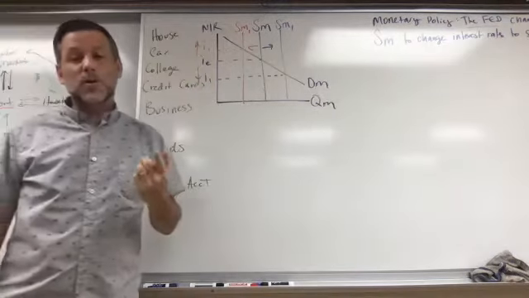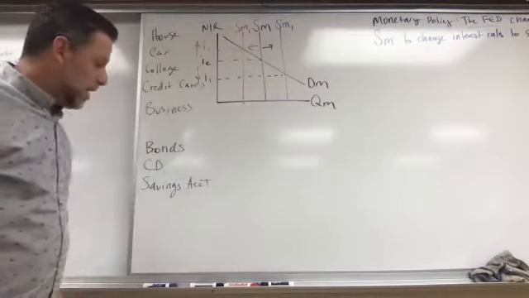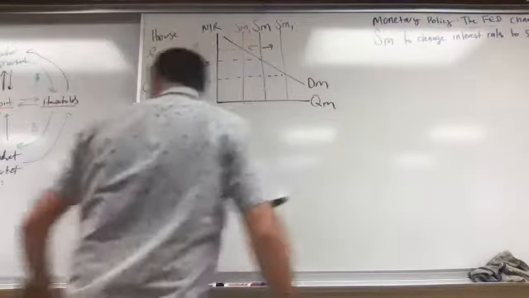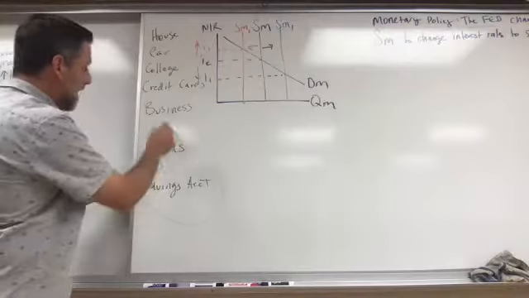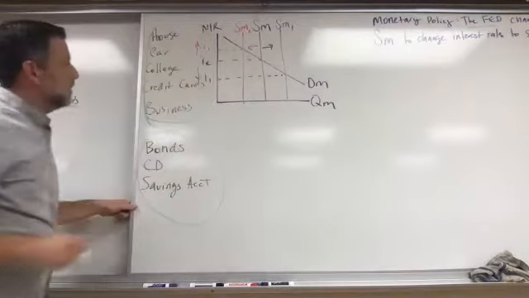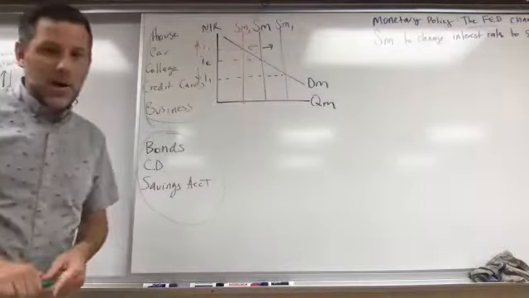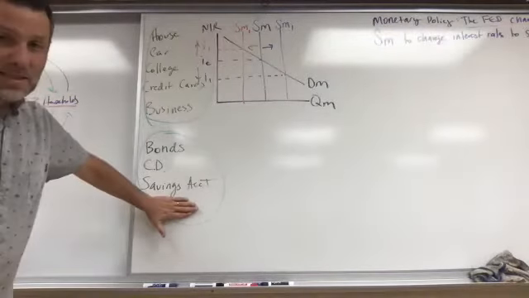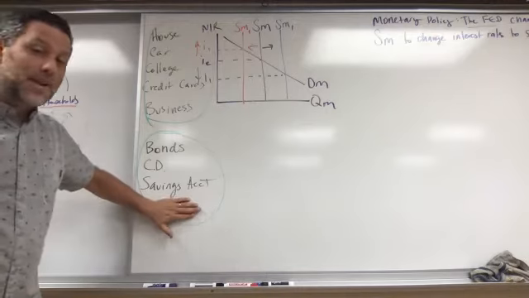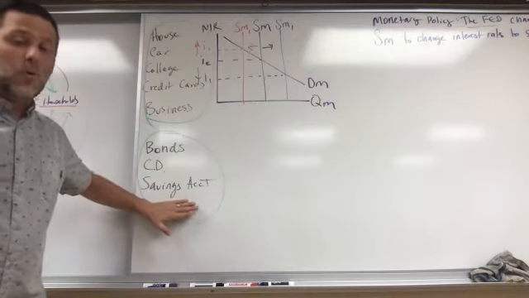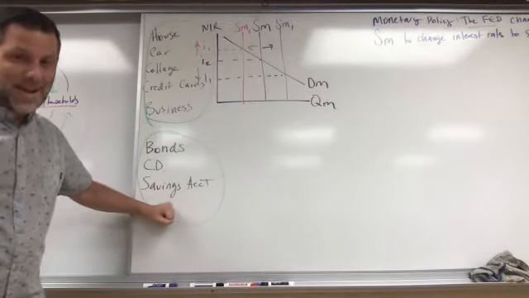And if you can control interest rates, you can get people to move from one category to the next. What we see here on the bottom, bonds, CDs, savings accounts, these are places that people put their money to save and earn more money in the future. These are interest earning assets.